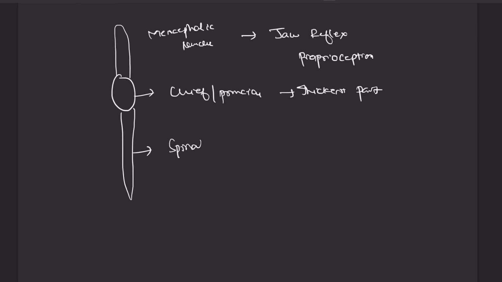Now coming to the spinal nucleus. It is long because it extends till C2. It extends both in pons and medulla, and is responsible for pain and temperature.